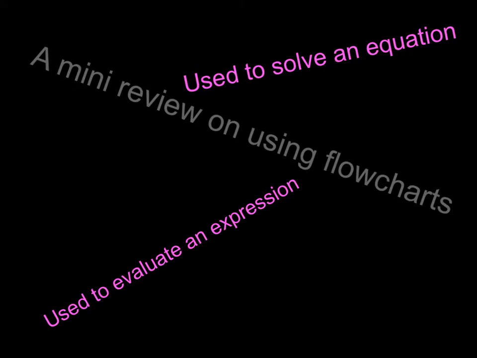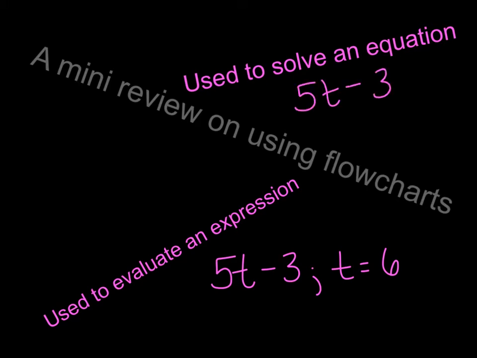So if you just have an algebraic expression, for example, let's say 5t subtract 3, when t is 6, we could substitute in 6 for your variable t and get a value for that expression. We can also use a flowchart to solve an equation. So if I had 5t subtract 3 equals 7, I could use my flowchart with backtracking to solve for the unknown value of t.